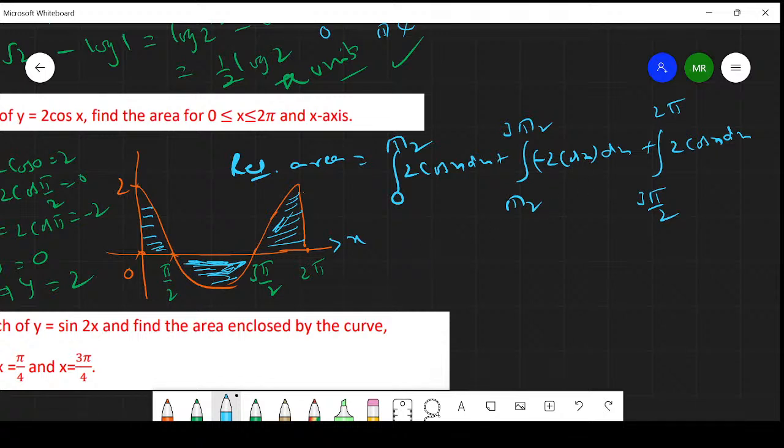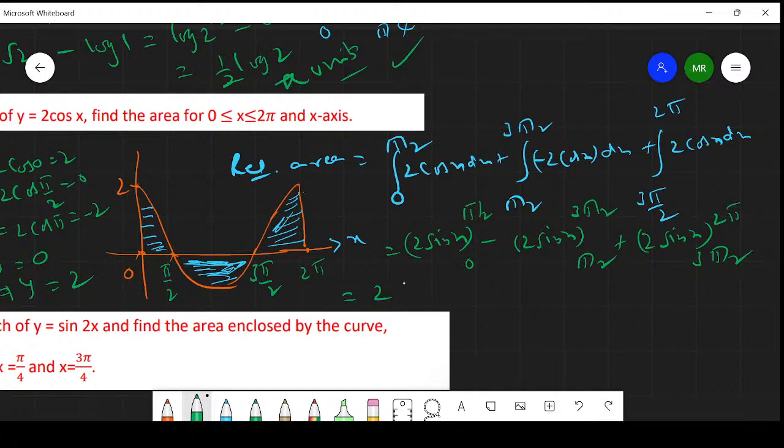Now we have to simplify. Be careful when you are simplifying this. The integral part I will do now, which is equal to the integral of 2 cos x, which is 2 sin x, limits 0 to pi by 2. This is minus 2 sin x, limits pi by 2 to 3 pi by 2. This is 2 sin x, limits 3 pi by 2 to 2 pi. Be careful, many people may make mistakes in the simplification.